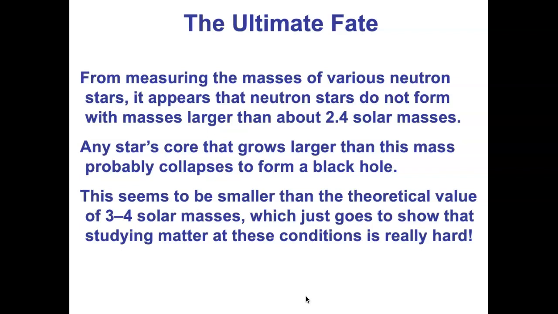If that star is born with a core of more than, let's say, 3 solar masses, it's not going to stop as a neutron star because the mass is too high, the gravity is too strong. That star is destined to die as a black hole.